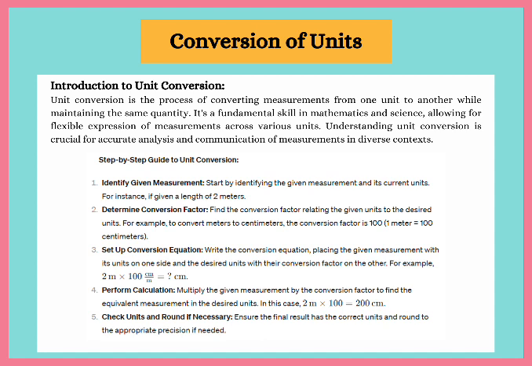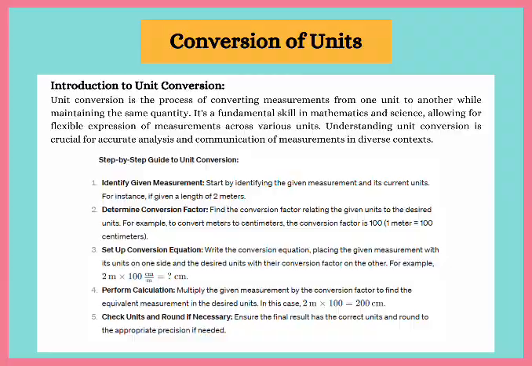The next is to write the conversion equation, placing the given measurement with its units on one side and the desired units with their conversion factor on the other side. For example, 2 meters times 100 centimeters over meter is equal to question mark centimeters. We then multiply the given measurement by the conversion factor to find the equivalent measurement in the desired units. In this case, 2 meters times 100 is equal to 200 centimeters. Lastly, we must ensure that the final result has the correct units and round up to the appropriate precision if needed. Here are more examples of this.